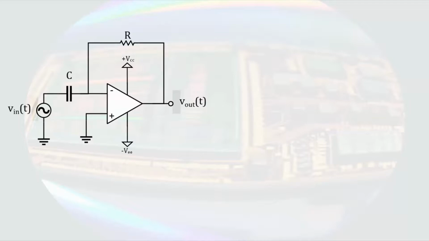Let us make sure we remember the properties of an ideal operational amplifier. An ideal operational amplifier has an infinite input resistance. That means no current enters the two input terminals. An ideal operational amplifier has an infinite gain. That means there will be no voltage difference between the two input terminals. The ideal operational amplifier has no output resistance, therefore the current that leaves the output terminal can be anything. Now we can begin our analysis.